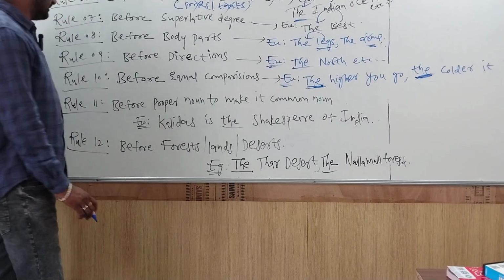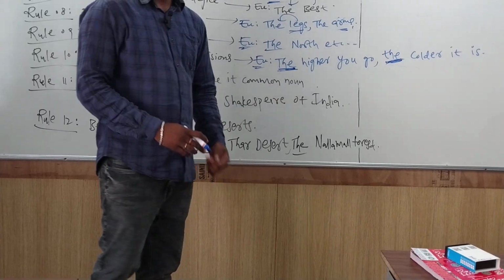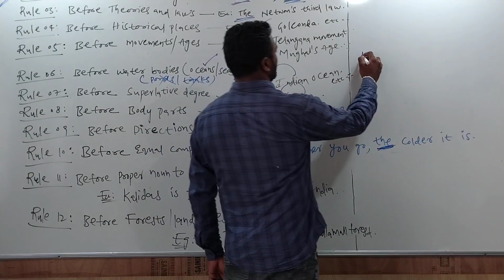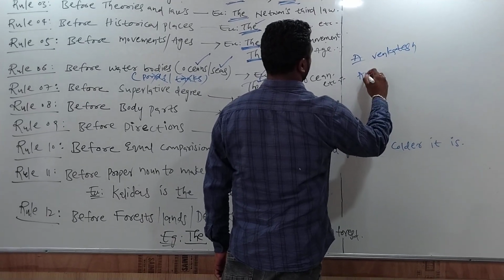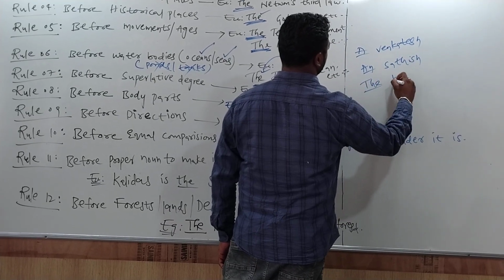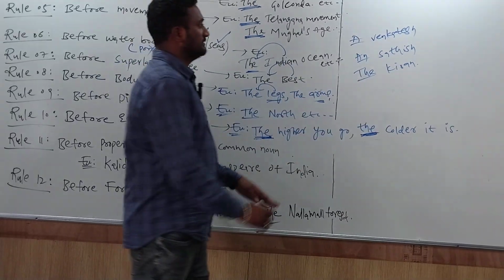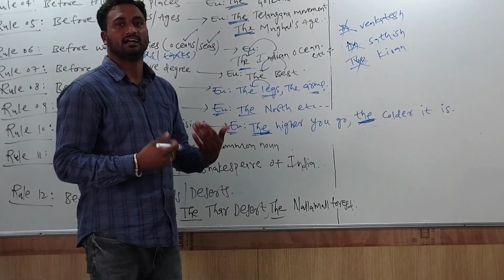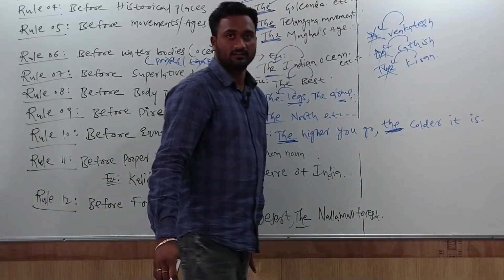And also coming to rule 11, before proper nouns to make it a common noun. So basically, have you ever observed these words? Venkatesh and Satish, Kiran. These are said to be proper nouns which should not be preceded by any article, be it "a", "an" or "the", right? These are proper nouns where we should not use any article, right?